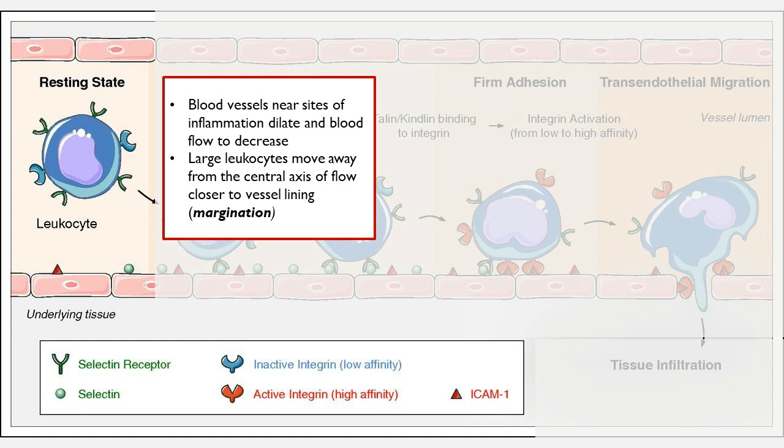So the first step in cell migration into tissue involves sentinel cells like macrophages or dendritic cells at the site of infection, recognizing foreign microbes and releasing inflammatory cytokines like TNF or IL-1. These inflammatory cytokines cause a dilation of the blood vessels and a decrease in general flow of blood, which results in leukocytes being larger than red blood cells, moving away from the central axis of the blood vessels and closer to the lining and the endothelial cell layer, a process called margination.